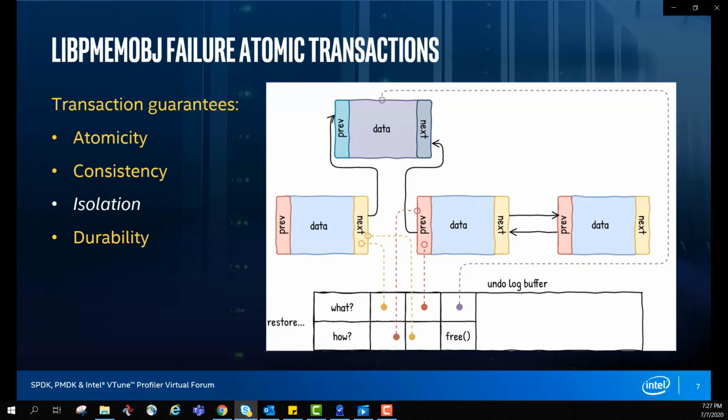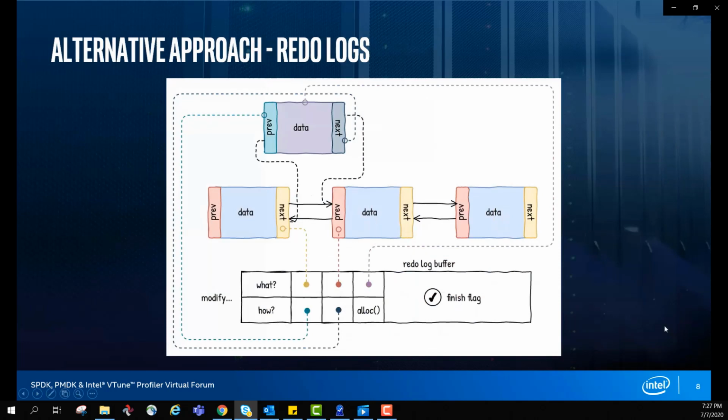There is also an alternative approach to implementing atomicity for transactions, and those are redo logs. In this approach, instead of modifying data in place, we write new values to our redo log buffer. Once this is done, we set a finish flag, indicating that this redo log is ready to be applied. As before, you can see on this slide, addresses of next and prev pointers are stored in the what row. So those are the places which we want to modify. But in the how row, we now store new values, so the values which we intend to write.